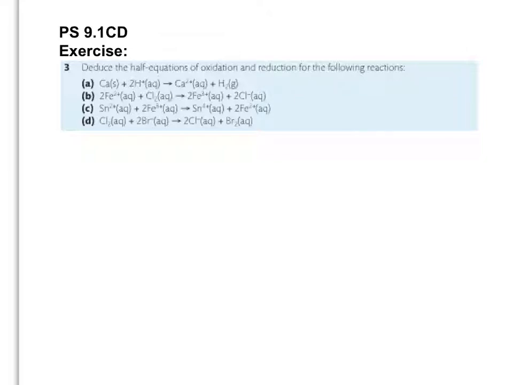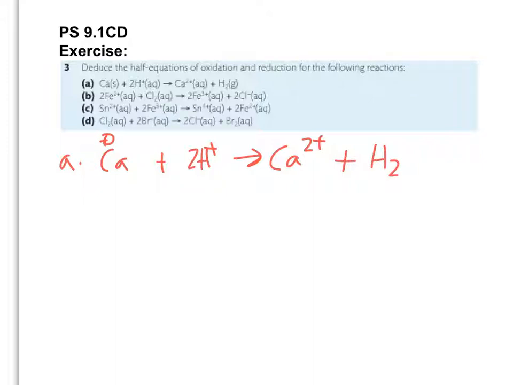So if I start with A, I've got Ca plus 2H+, and I'm not going to include the state symbols, although as we've talked about in class, they certainly are important in redox equations, becoming Ca2+ and H2 gas. So if I look at oxidation numbers, solid calcium would be a zero. The hydrogen's obviously a plus one, the calcium ion's a plus two, and the hydrogen gas is a zero.